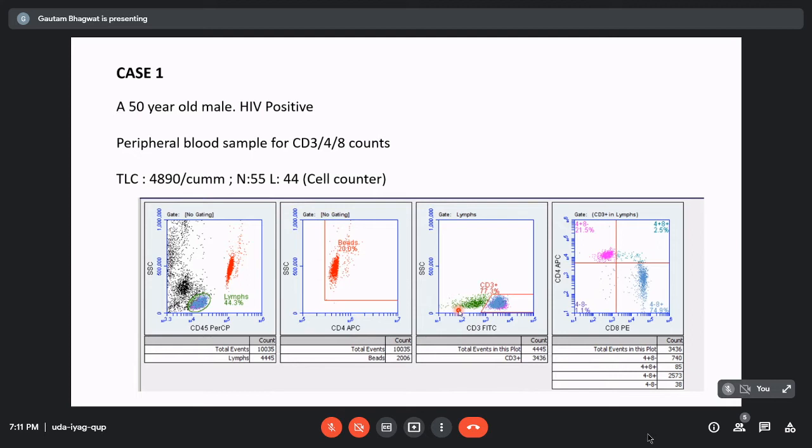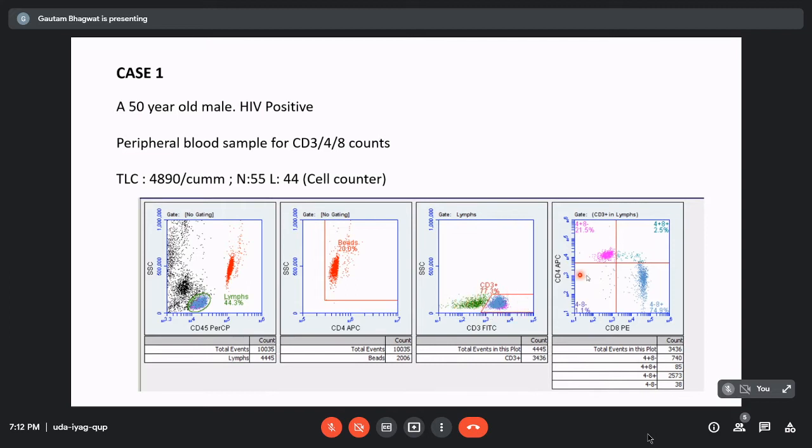NK cells. Now this is a 4-color tube. So in this, the B cell marker, that is CD19 or CD16/56, is not put, but if we have those, we can gate these cells to look for whether these are CD19 positive or CD16/56 positive accordingly.